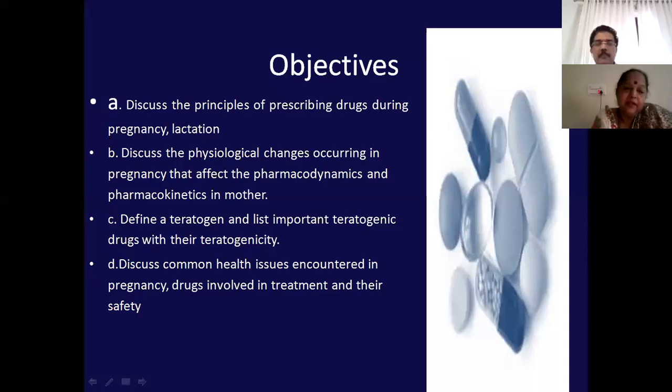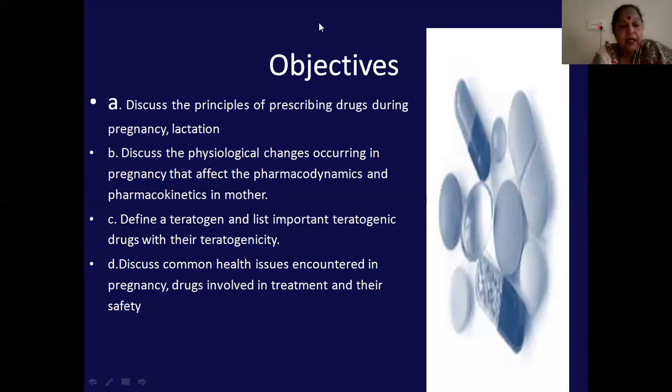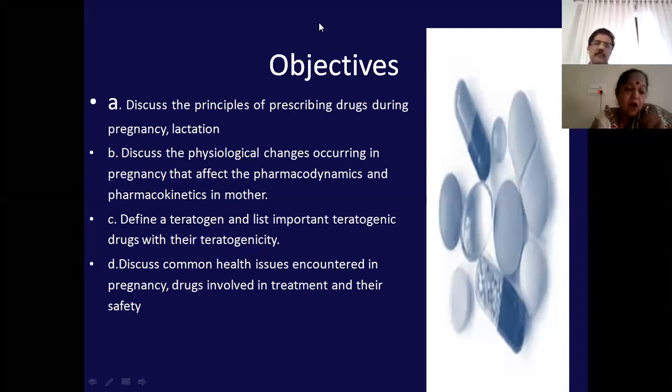The objectives of today's talk are, first, to discuss the principles of prescribing drugs during pregnancy and lactation, and second, what the physiological changes occurring in pregnancy are that affect the pharmacodynamics and pharmacokinetics in the mother. And most important, a common short note or full question that comes is the definition of a teratogen and the teratogenic drugs with their teratogenicity. So in short, I will be discussing this also.